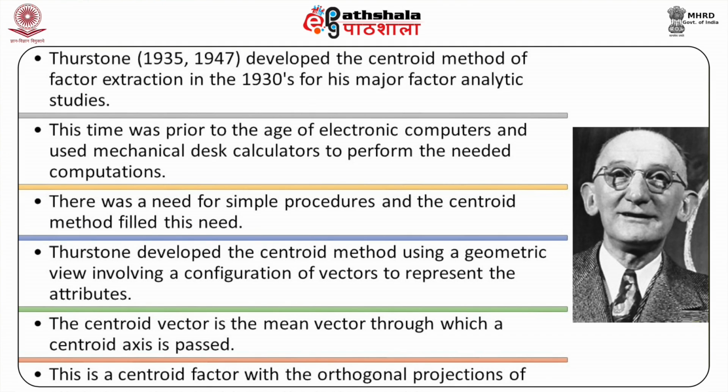Thurston developed the centroid method using a geometric view involving a configuration of vectors to represent the attributes. The centroid vector is the mean vector through which a centroid axis is passed. This is a centroid factor with the orthogonal projections of attribute vectors on it being the factor weights.